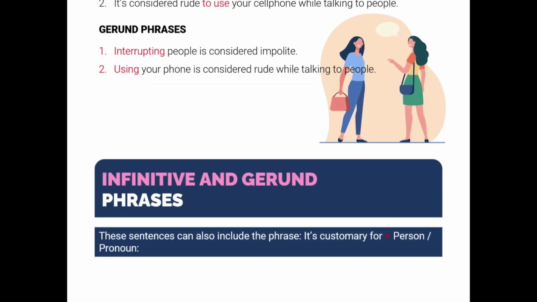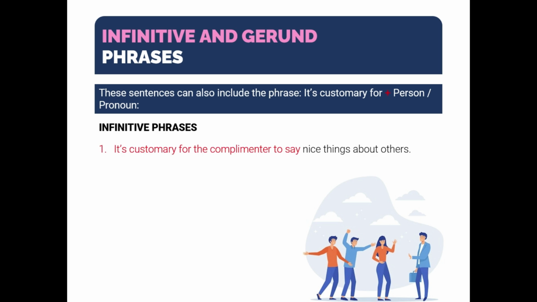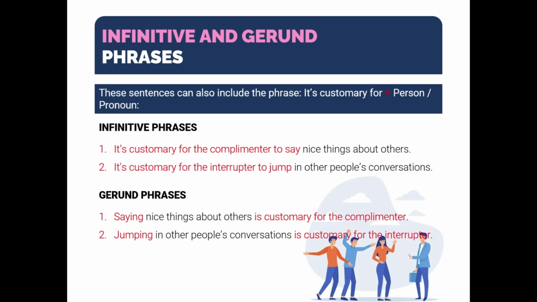Now, these sentences can also include the phrase "it is customary for" plus a person or a pronoun. For example, number 1, it is customary for the complimenter to say nice things about others. Another way to express that is, saying nice things about others is customary for the complimenter. Number 2, it is customary for the interrupter to jump in other people's conversations. Now with a gerund phrase: jumping in other people's conversations is customary for the interrupter.